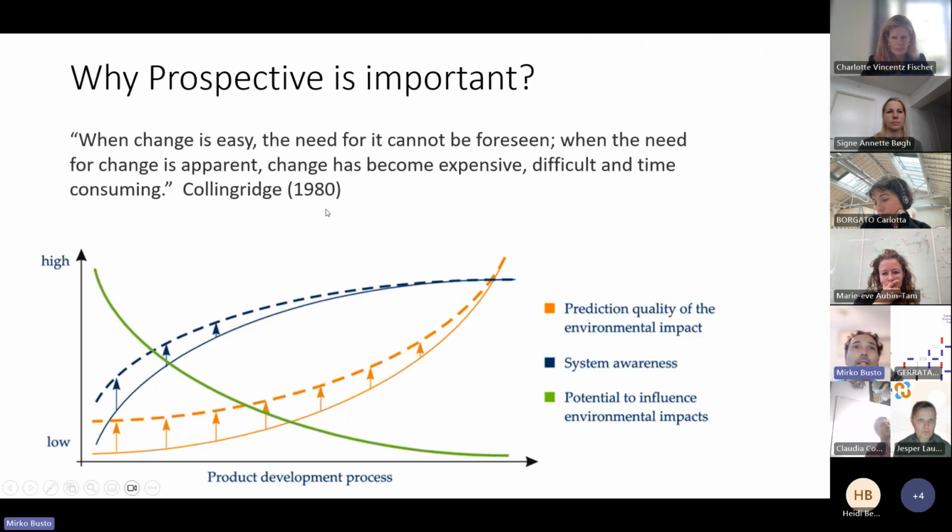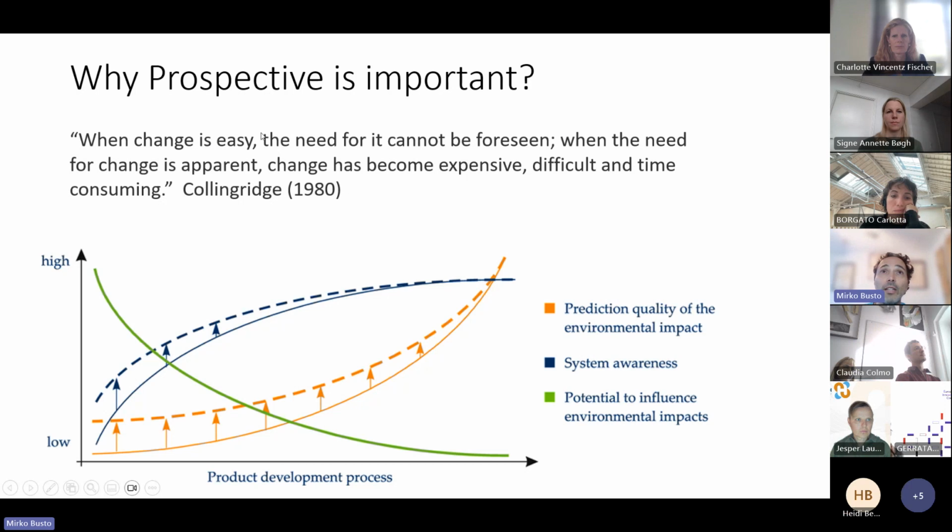Why is it important? This is sort of an explanation of what I was saying in the first definition. This is the so-called Collingridge dilemma, which states that when change is easy, the need for it cannot be foreseen. When the need for change is apparent, changes become expensive, difficult, and time-consuming. So what can we see here? You see a very simple graph that puts the product development process on the X axis and a high-low scale on the Y axis, which can represent different things.